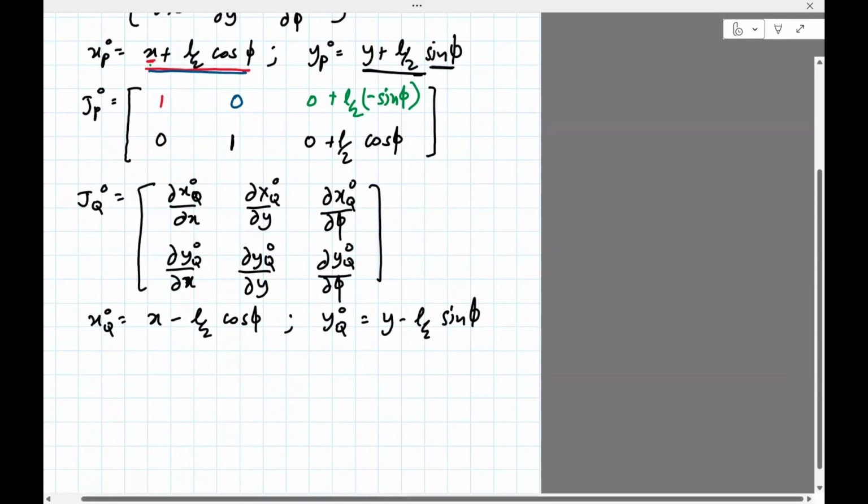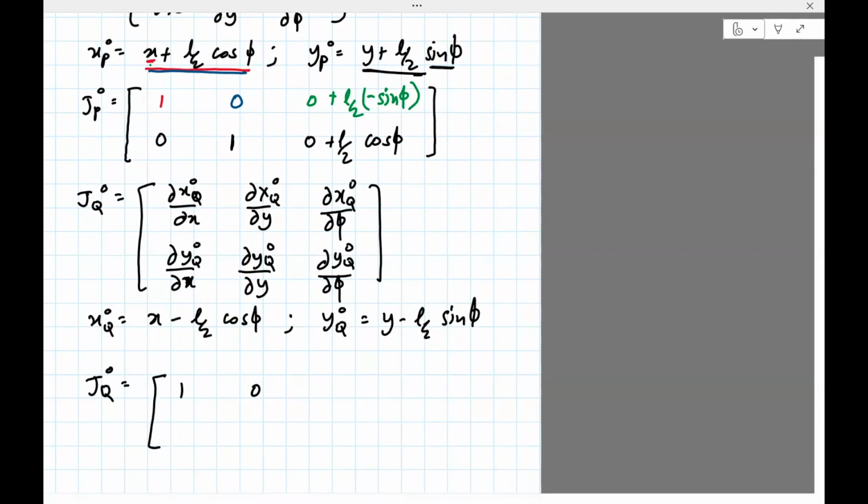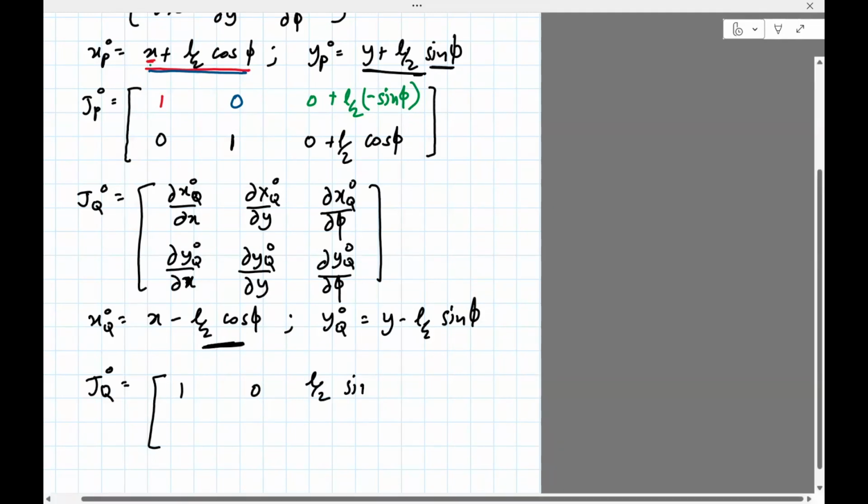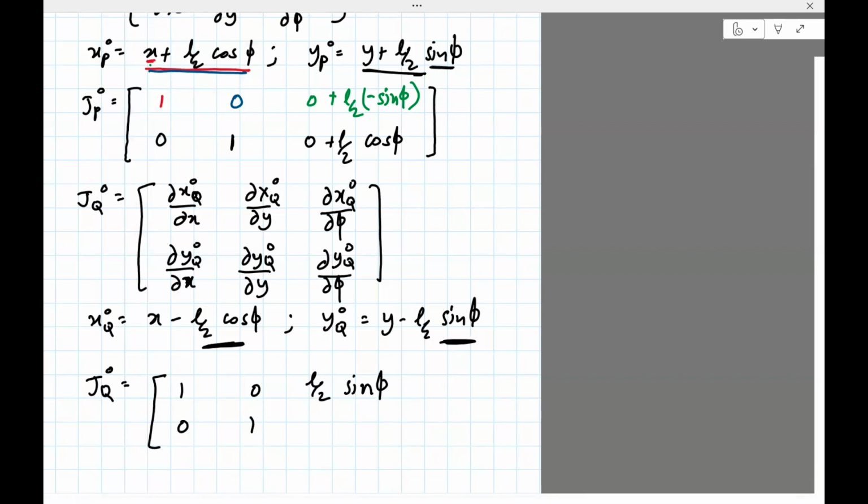Okay, so the same thing when done for Jq would give 1, 0, and the derivative of this term with respect to phi is going to be, cosine is negative, so L divided by 2 sine phi. Then 0, 1, and the derivative of this with respect to phi is going to be minus L divided by 2 cosine phi. Okay, so we've got Jp and Jq.